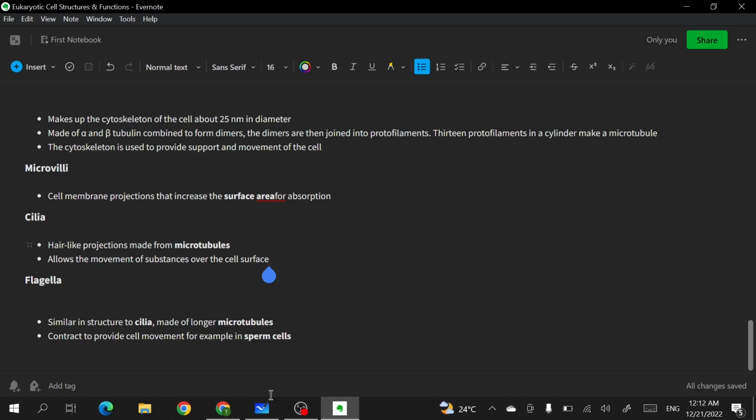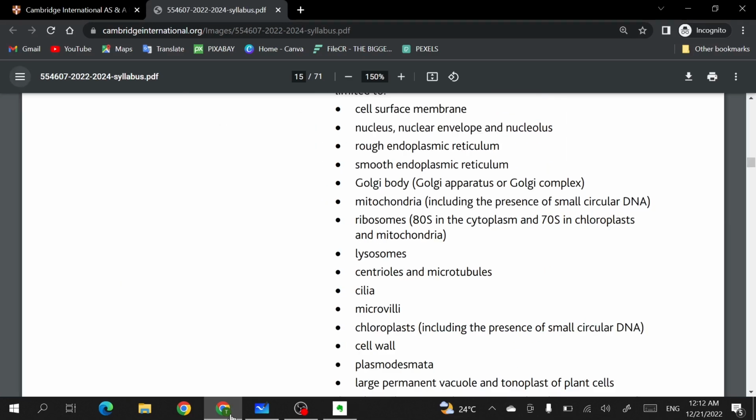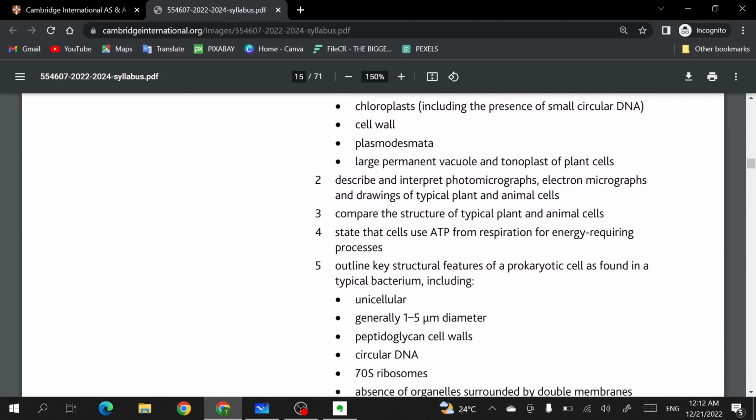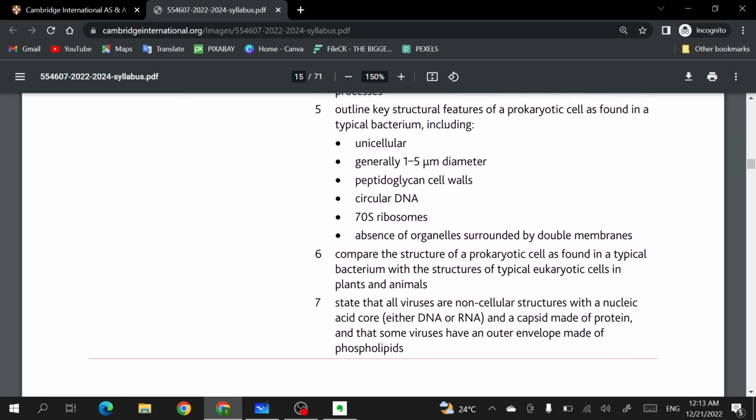So I think we are done. We've done most of them. Micrograph. Alright, so we've missed this part.